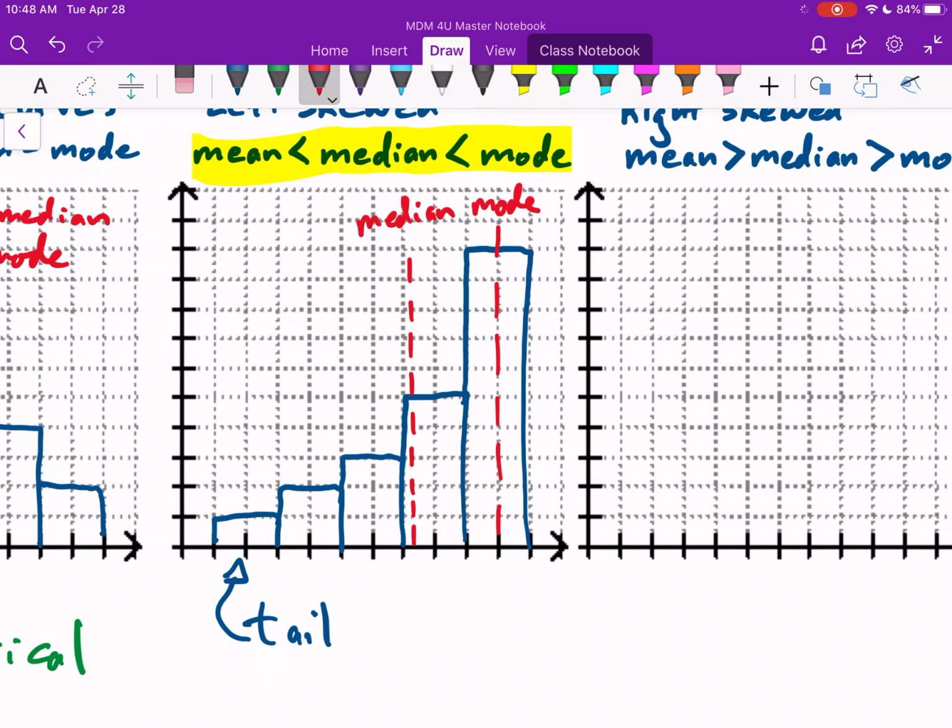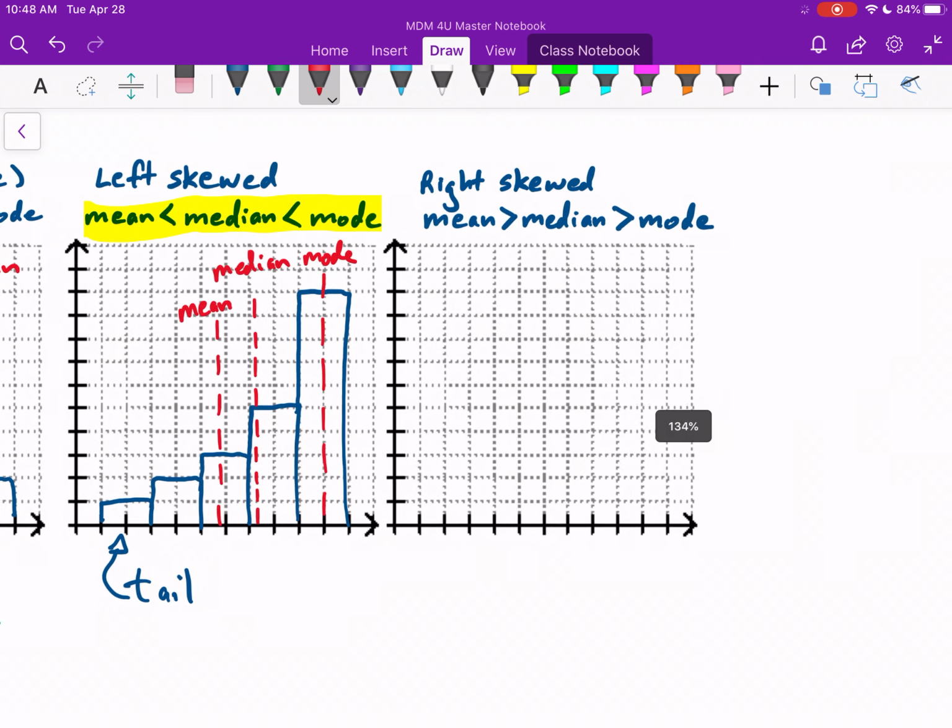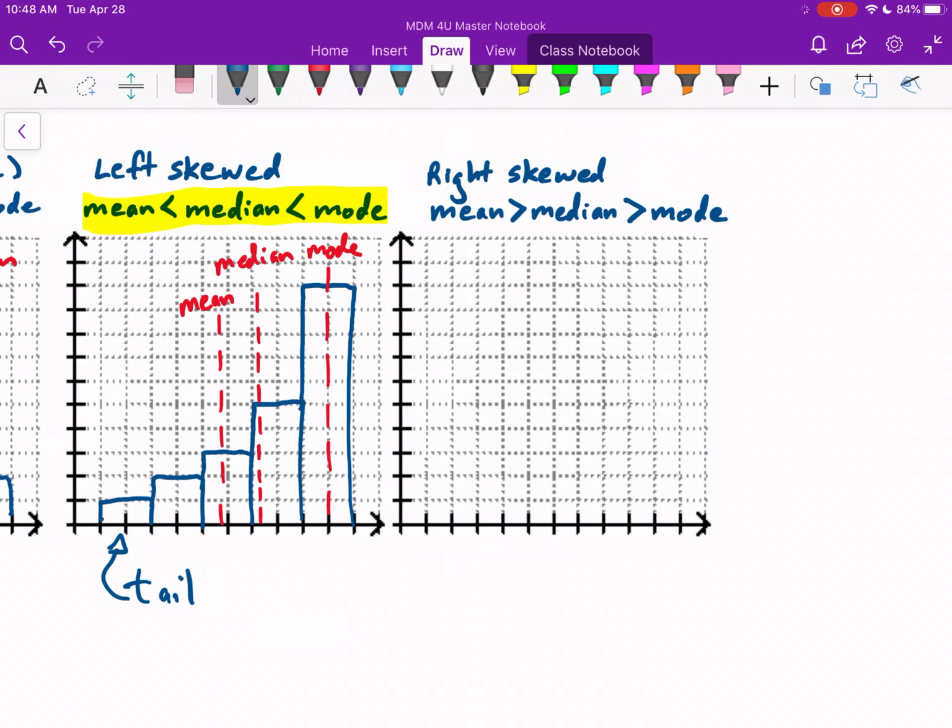The mean is affected by outliers. So it's going to be pulled down by those very low values in this case. So the mean is going to be to the left again. And again, this is just an illustration. This isn't an actual calculation. So if I were to use some numbers in here, maybe they'd look a little different. But the mean is less than the median, which is less than the mode. That is left skewed. Right skewed is just a mirror image of this.